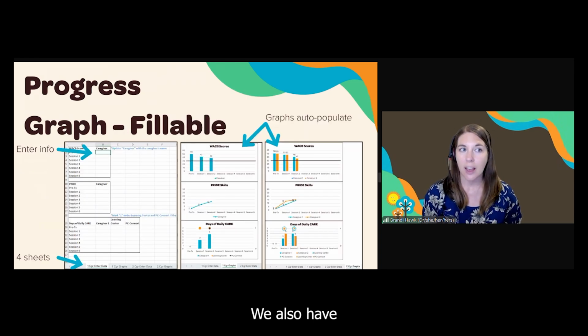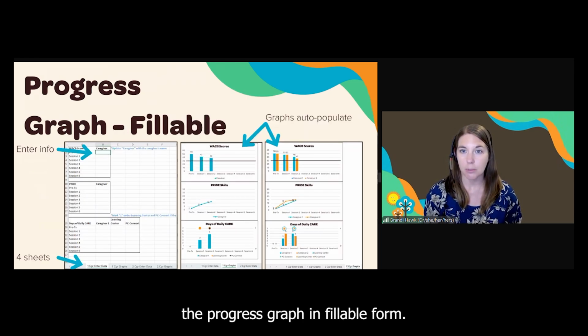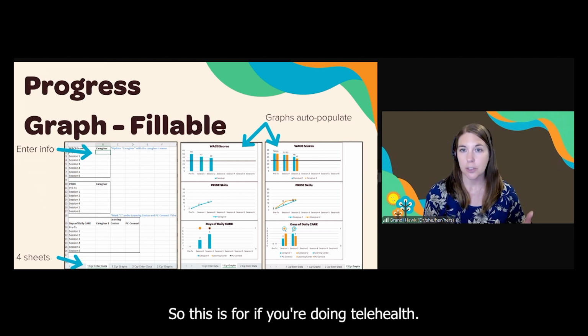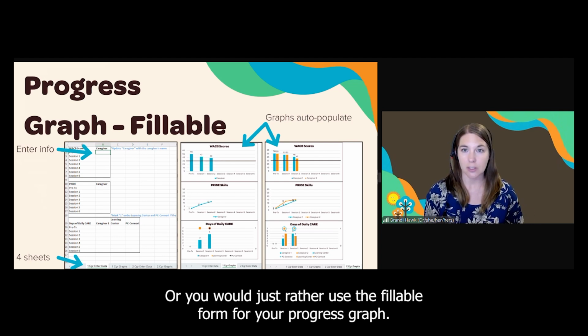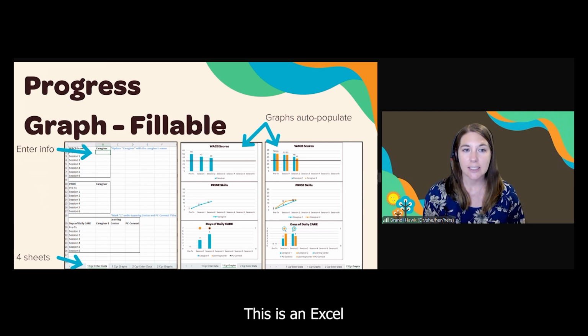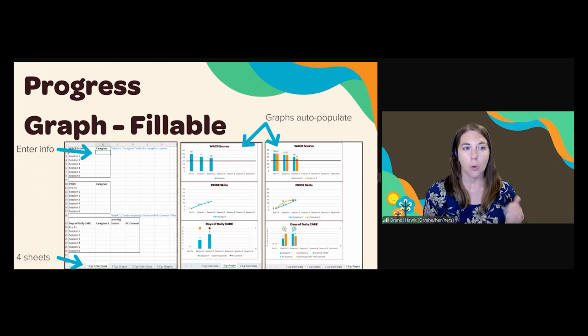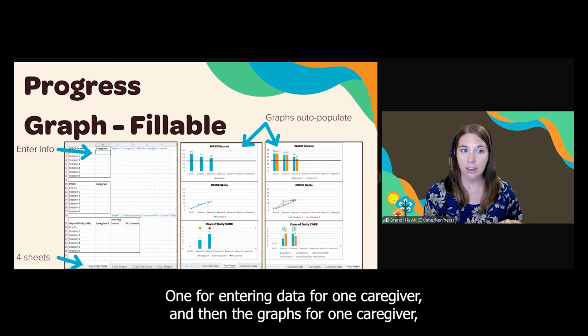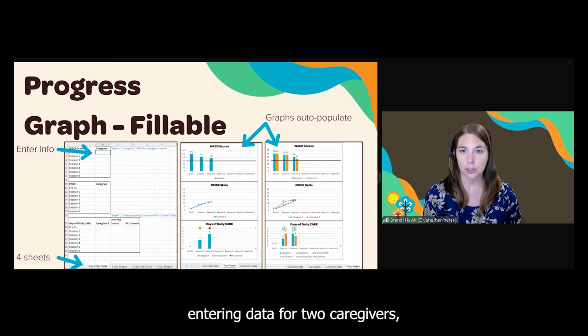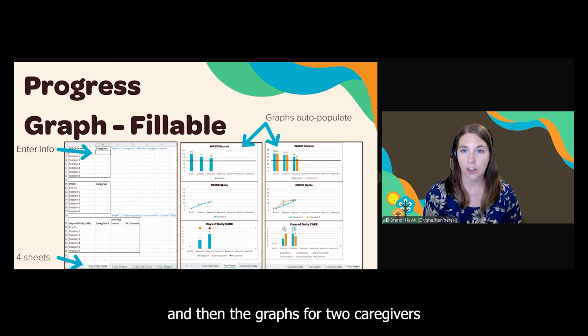We also have the progress graph in fillable form. So this is for if you're doing telehealth or you would just rather use the fillable form for your progress graph. This is an Excel sheet that has 4 specific sheets on it. One for entering data for one caregiver, and then the graphs for one caregiver, entering data for two caregivers, and then the graphs for two caregivers.